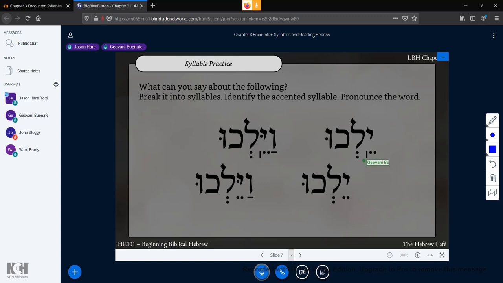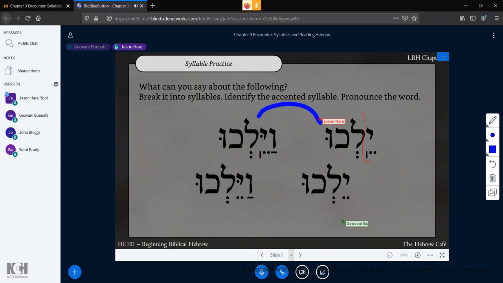You pointed this out, that this closes here. So that's going to be yelekhu. Yelechu means they will go. It's the future tense. Yelechu. They will go. What about the second one?